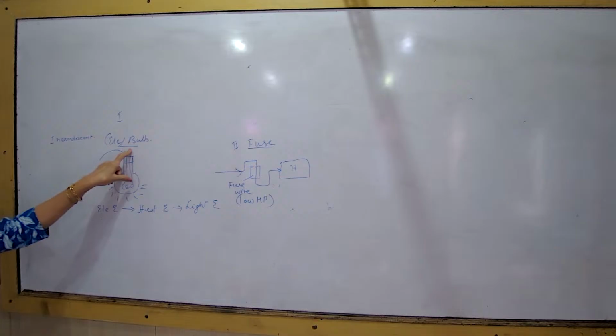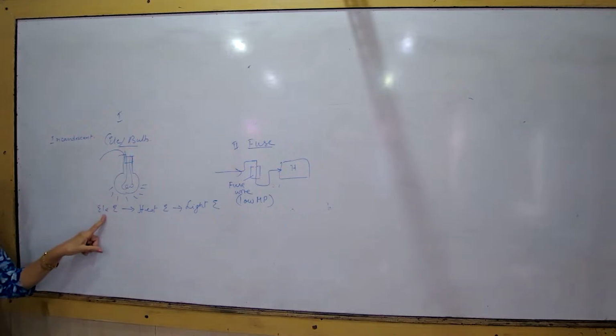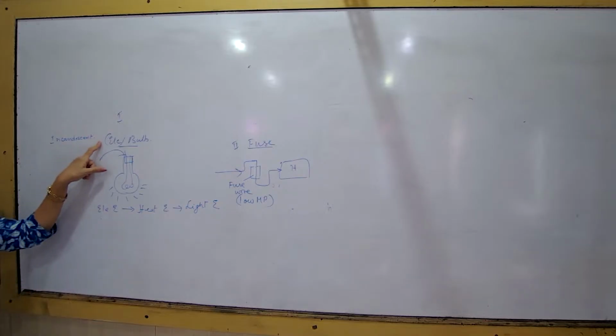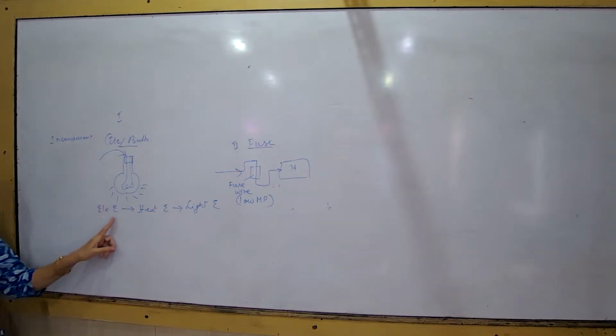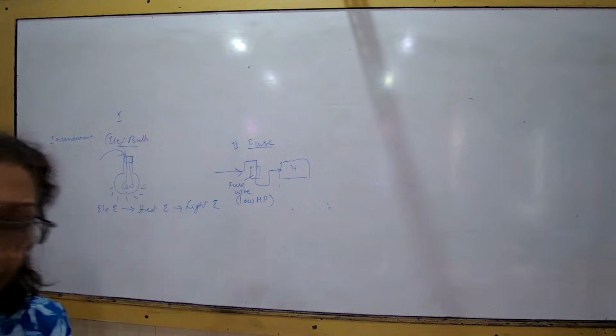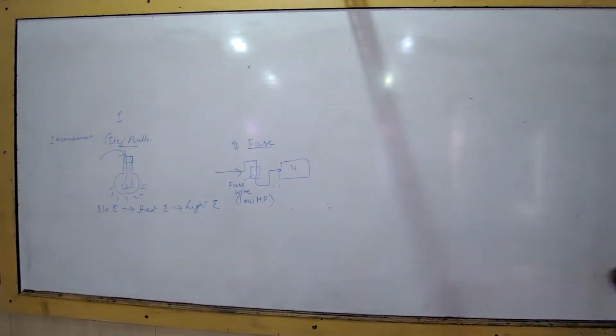Next bullet point you will write is energy conversion. Heading here: energy conversion. Mention the energy conversion. Electrical energy is converted into heat energy, which is converted into light energy. Energy conversion: electrical energy converting, heat to light.